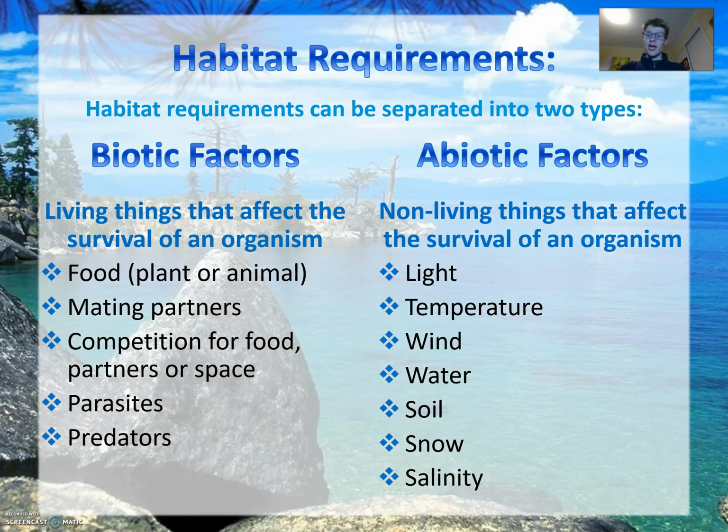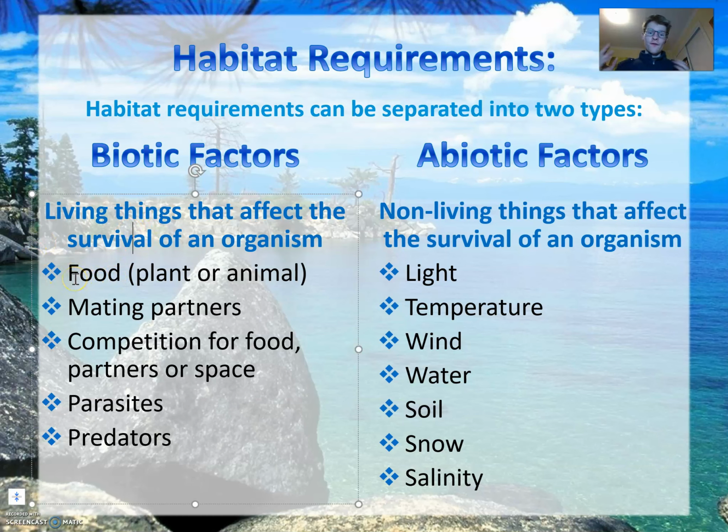When we talk about the different things that a habitat needs to consist of, we can classify these things into two categories, and these are really important terms. You can classify these requirements of a habitat to be either abiotic factors or biotic factors. A biotic factor is anything that affects the survival of an organism that is a living thing. Living things that affect the survival of an organism.